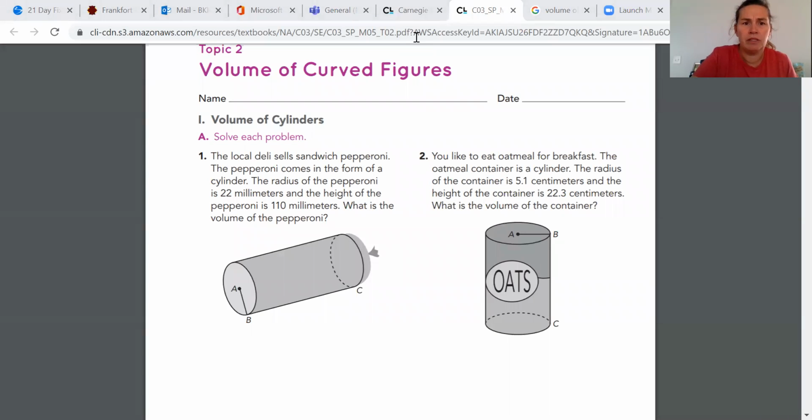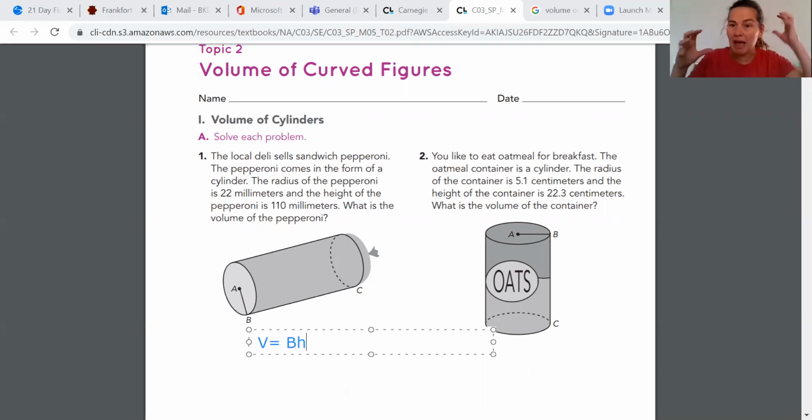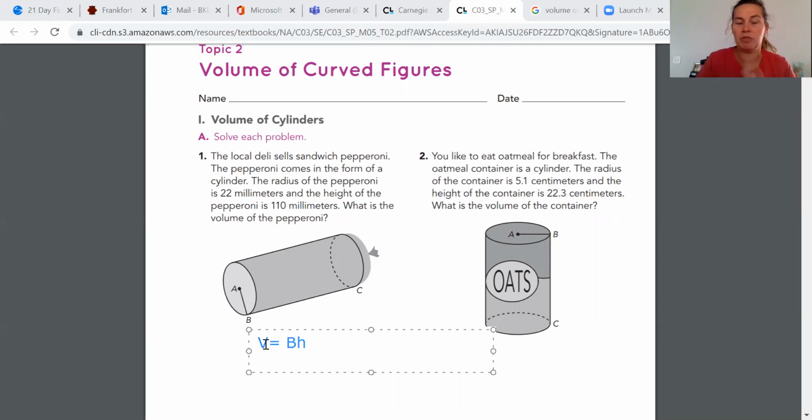I'm just going to use a text box here. For example, volume equals big B times height. Anytime you see a big B, that means the area of the base. The little b, or lowercase b, is just the base, like when we're talking about two-dimensional figures, or when we just need a base, like a line across. But anytime you have a capital B, it means the area of the base. So the volume equals the base times the height.